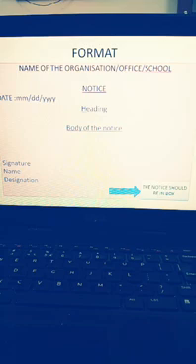After writing the body of the notice, on your left side, please put the signature of whoever is writing the notice, and then the name in capital letters, and at the end write the designation.